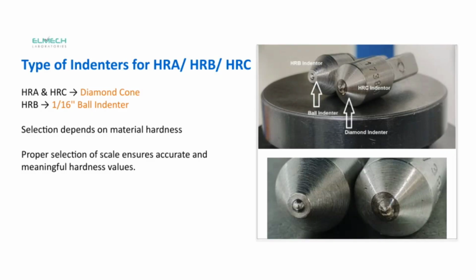All right, let's take a closer look at the different types of indenters used for hardness testing. Here, we see that for HRA and HRC scales, we use a diamond cone as the indenter.